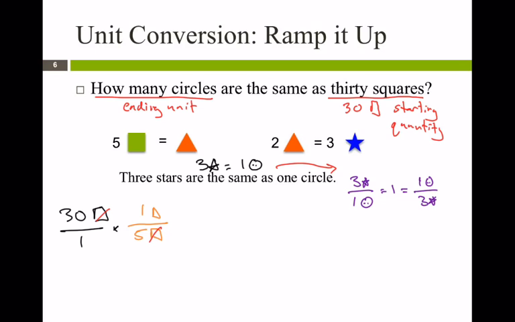Now we want to convert from triangles to something else. The only way we have to do that, I believe it was green last time, is we know that if we have 2 triangles, that is the same as 3 stars. That allows us to then convert between triangles and stars. And lastly, we know that we want to convert from stars to circles. And lucky for us, we now have 2 different versions of that same conversion factor. So we want to make sure that we use stars on the bottom, which will cancel out our stars, and end up with 1 circle for every 3 stars.